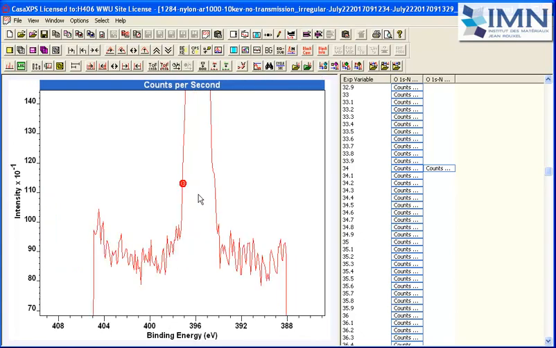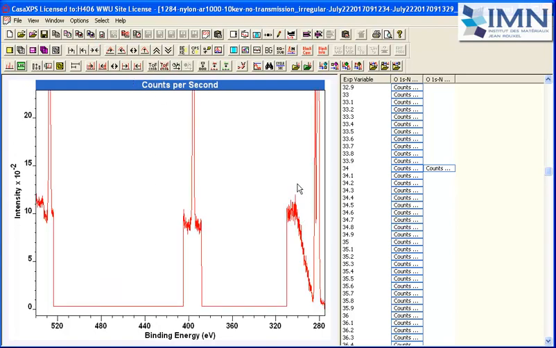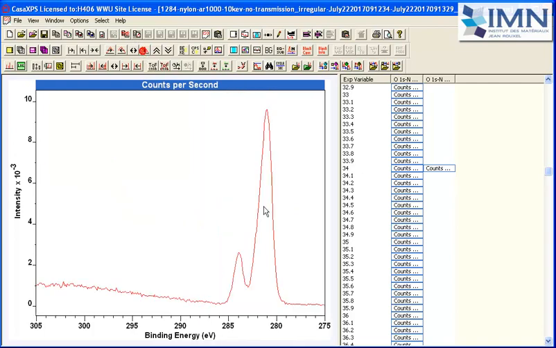What do the other peaks look like? That's a reasonable nitrogen peak. And let's see here, we have a plausible carbon peak. So let's take a copy of these.